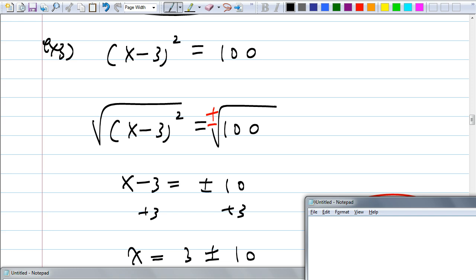What does this mean, by the way? How many solutions would you get from this? 2. So what does this mean? Dana? What does x equals 3, positive or negative 10 mean? What does that mean?